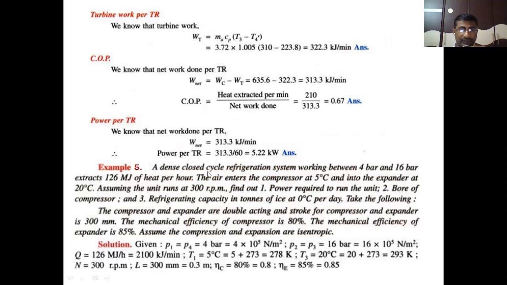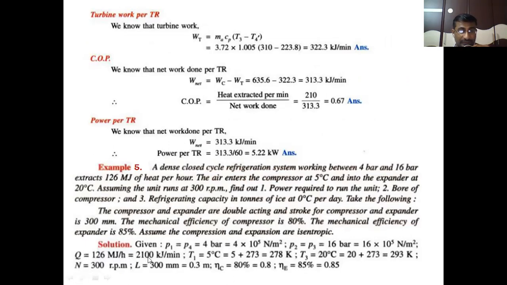A dense closed cycle refrigeration system. What is meant by a dense closed cycle? Dense air refrigeration cycle or closed air refrigeration cycle is the same. Working between 4 bar and 16 bar, it extracts 126 megajoules of heat per hour. So it is taken as Q, the heat extraction capacity of the system.